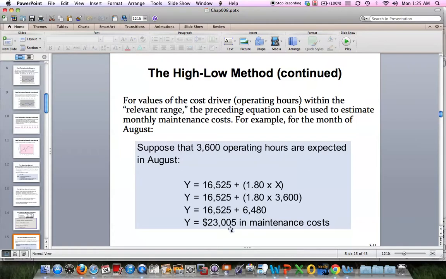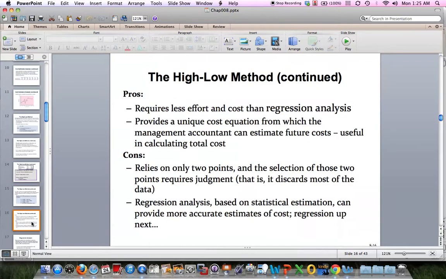So using the high-low method, we are predicting $23,005 of maintenance cost for August based on the information that we saw from January through July. The pros of that: it was not a difficult calculation, did not require a lot of effort, just gathering some data and comparing it for 7 months in this example. It provides a unique cost equation that can be used to predict future cost, the equation that we looked at.